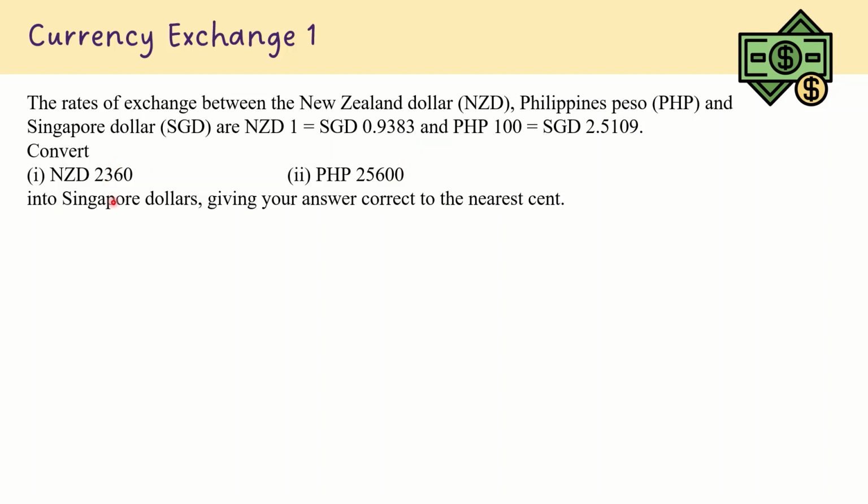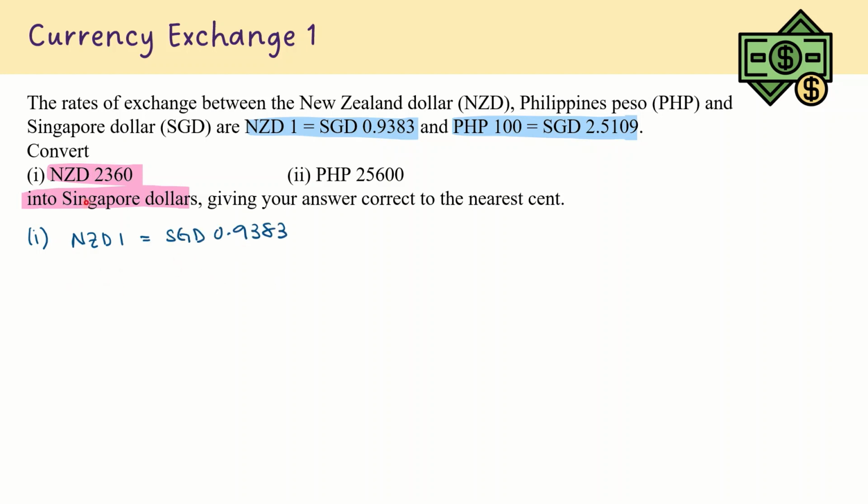In part I, we want to convert 2,360 New Zealand dollars into Singapore dollars and give your answer correct to the nearest cent. So let's look at the information that we're given. We're given two different exchange rates, one relating to New Zealand dollars, another to Philippines peso. In part I, we are converting 2,360 New Zealand dollars. So naturally, we should be using the first exchange rate because that is the only one that involves New Zealand dollars.